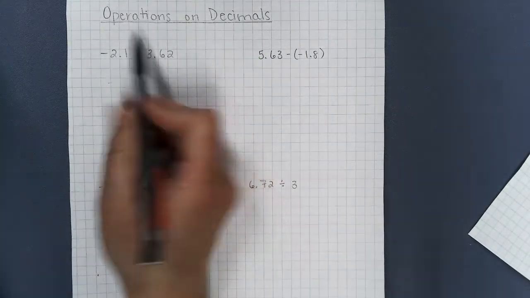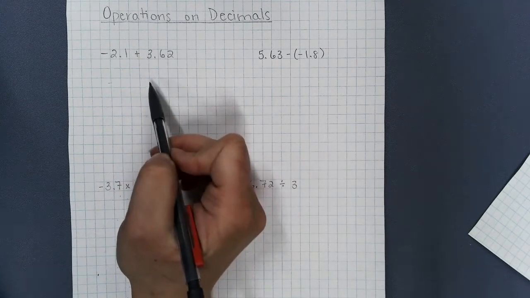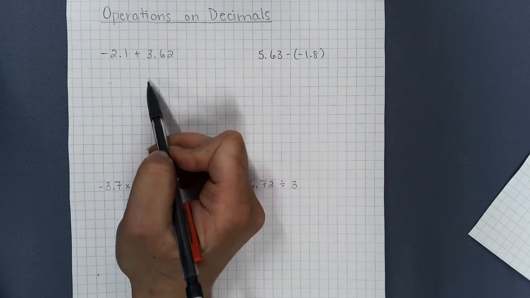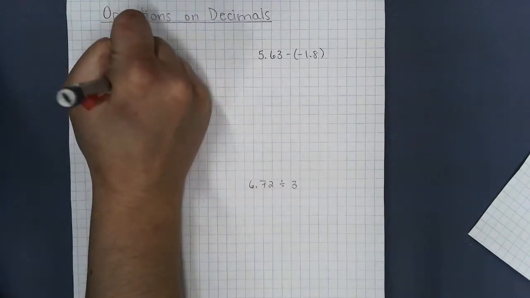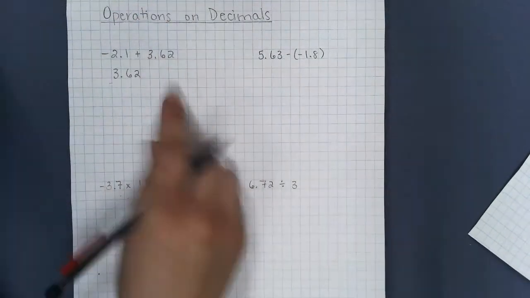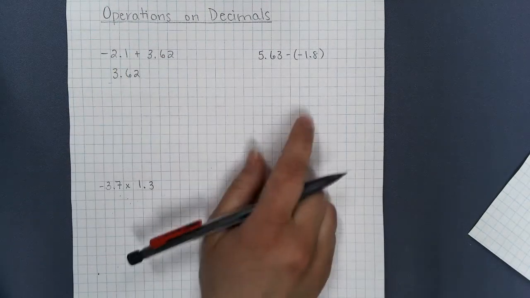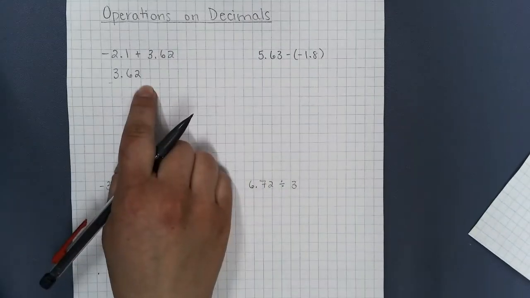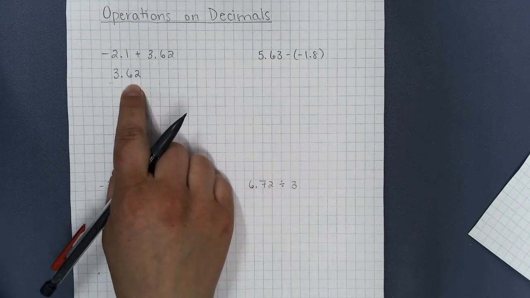So this first one here, we have negative 2.1 plus 3.62. And actually what I'm going to do is rearrange this so that it's a little bit easier for me to think about. So I have 3.62, and when you add a negative number, it's the same as subtracting that number. So remember the flip and switch that we do for subtraction. We can also do it for addition to make things a little bit easier. And in this case, it is going to be easier because we're dealing with decimal numbers.